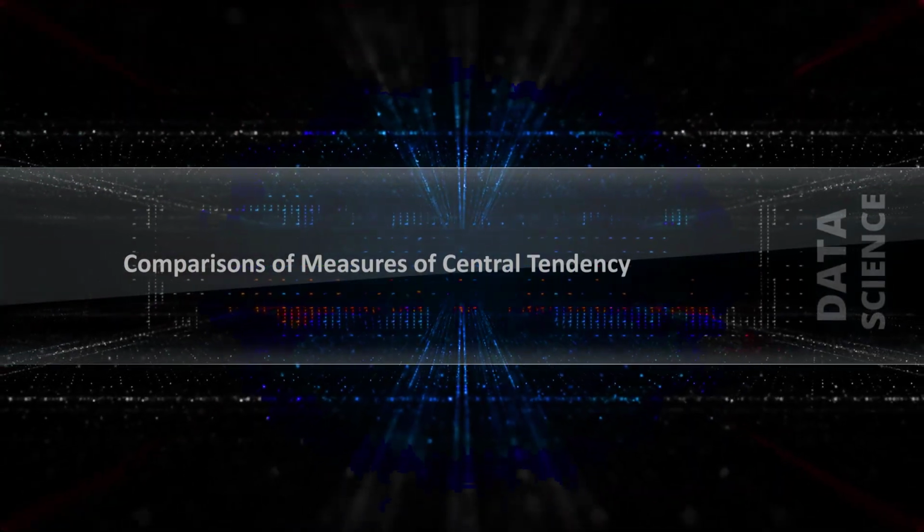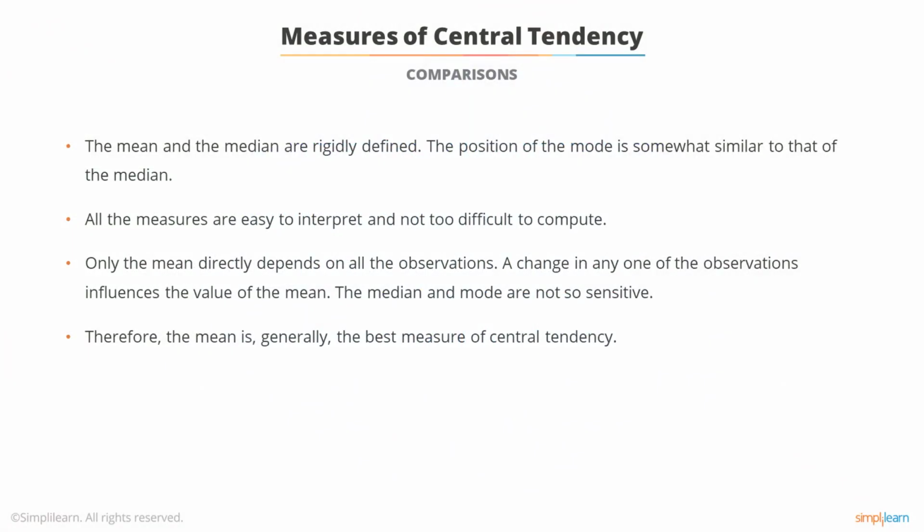Comparisons of measures of central tendency. The mean and median are rigidly defined, and the position of the mode is somewhat similar to that of the median. All these measures are easy to interpret, and they're not difficult to compute. Only the mean will directly depend on all of the observations, so a change in any one of the observations will influence the value of that mean, which means the median and mode are not so sensitive. When we think about outliers or anomalies within the data set, the mean is going to be highly susceptible, the median less so, and the mode likely not at all. And here we generally say that the mean is the best measure of central tendency.